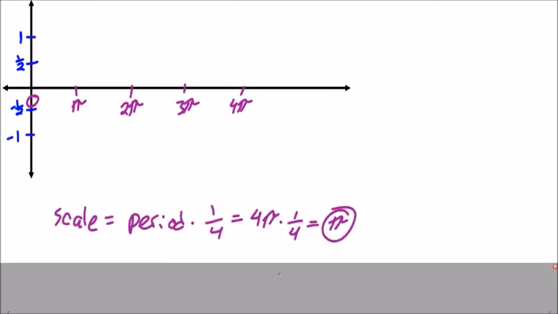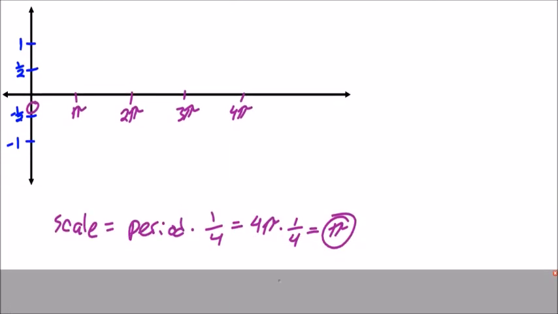But here, I have the scaling for the x-axis. That part's very important because that's how we're going to label our x-axis, and that's going to show how far each of those 5 key points are spaced out from each other. And the way you figure out that scaling is doing the period times 1/4.